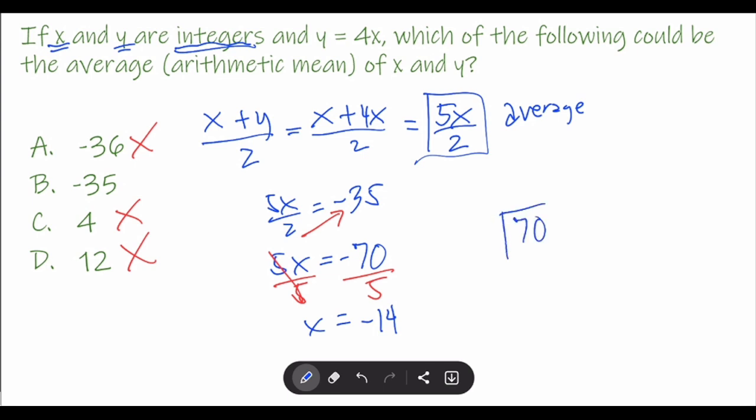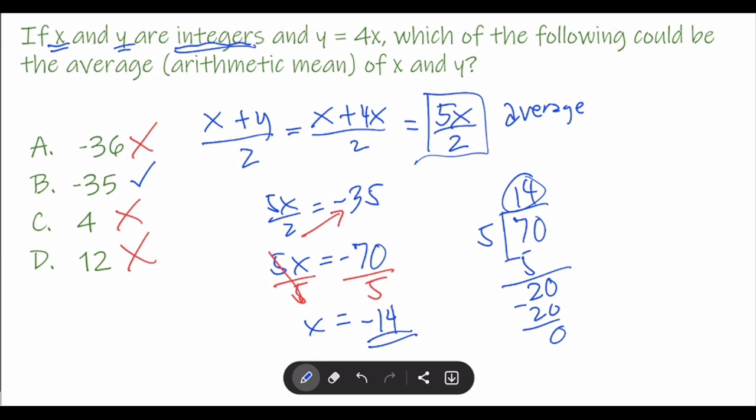Just to show you that it is divisible: 1 times 5 is 5. 7 minus 5 is 2, and then bring down 0. So 20 divided by 5 is 4. That is a quotient of 14, and of course they have different signs, that's why the answer is negative. And this is an integer. So x is an integer if the average is negative 35.